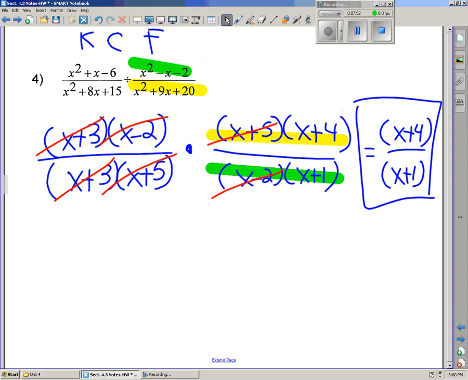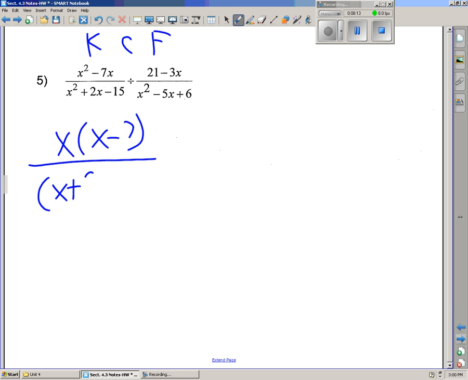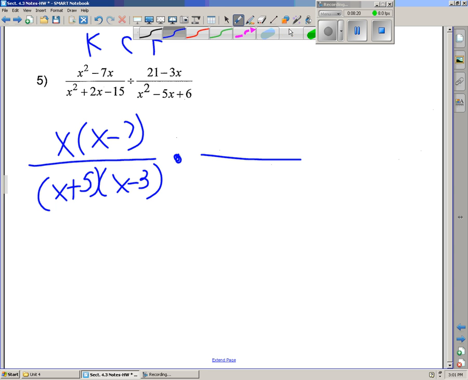It's kind of fun sometimes to be able to factor all these things and then cross them out. One more to go. Same idea, keep, change, flip. The first numerator is a GCF, x minus 7. The bottom is an I am, x plus 5, x minus 3. We've got to change and flip. Again, just remember that the bottom goes to the top and the top comes to the bottom.